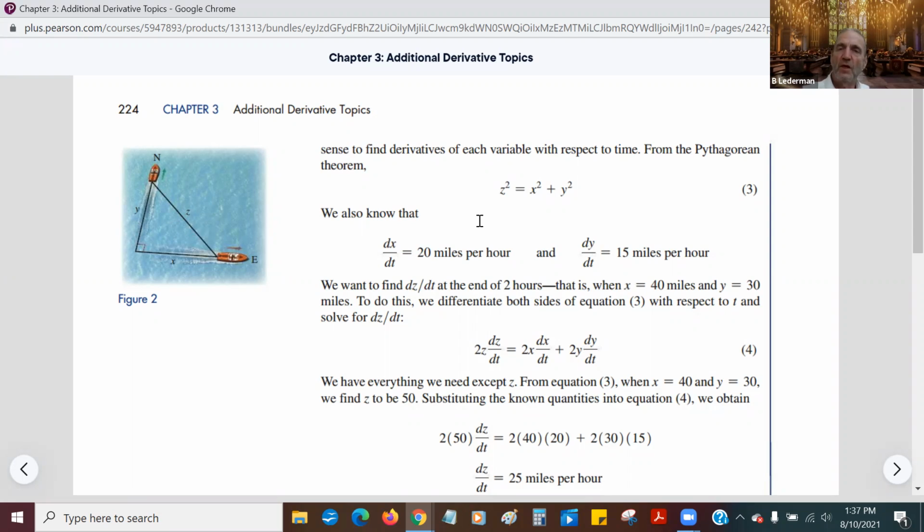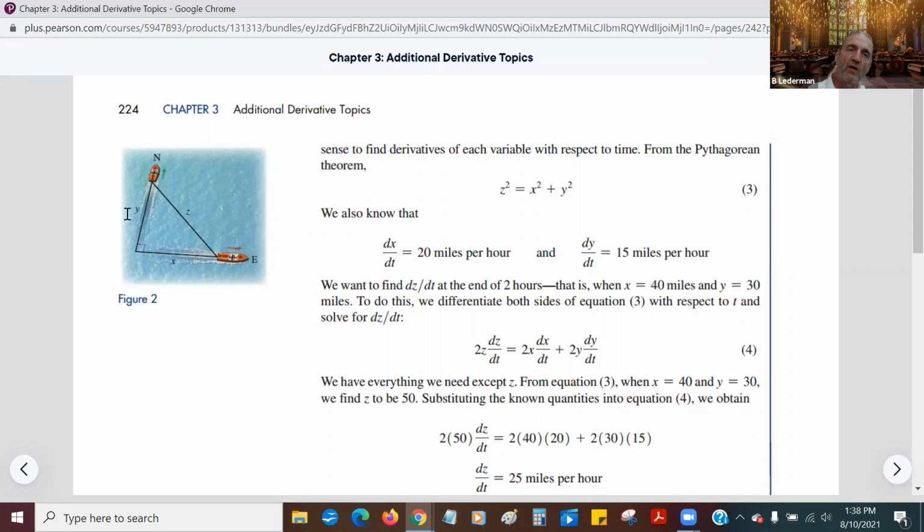And now I'm going to differentiate this the same. So I have my formula, which ties together all the different variables. I know that dx dt equals 20 because they gave us that. I know that dy dt is 15 because they gave us that as well. And we want to find dz dt at the end of 2 hours. So I need to find out how big is x and how big is y. What does x equal and what does y equal at exactly 2 hours?